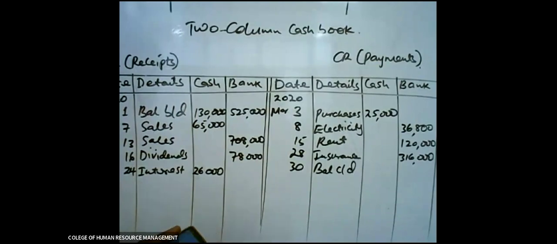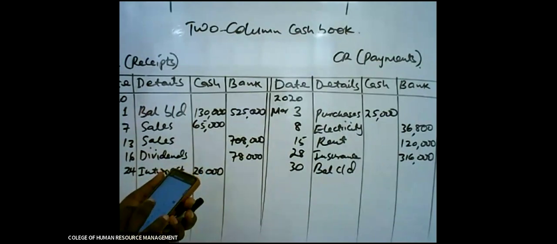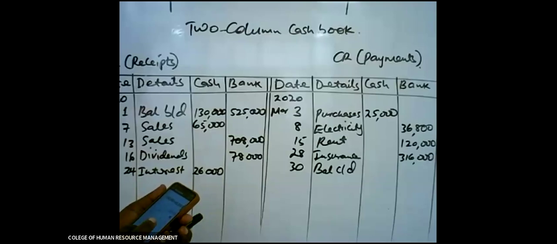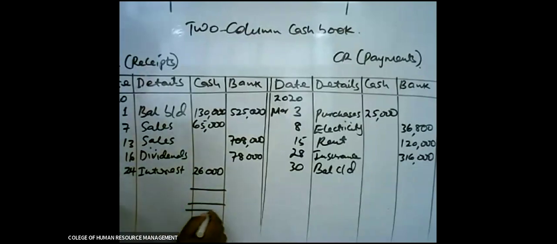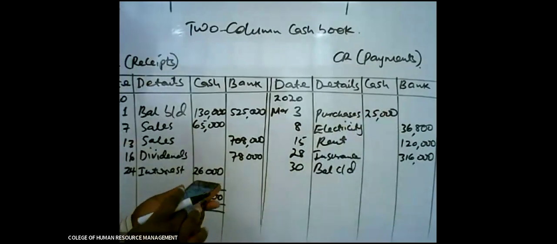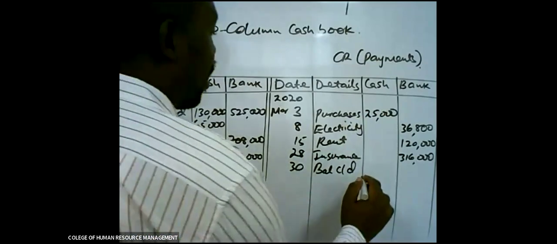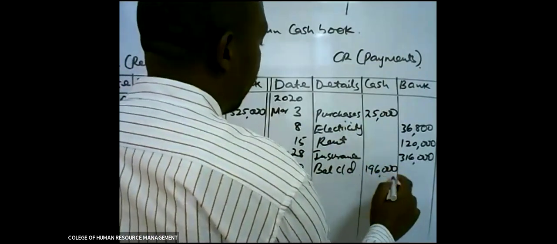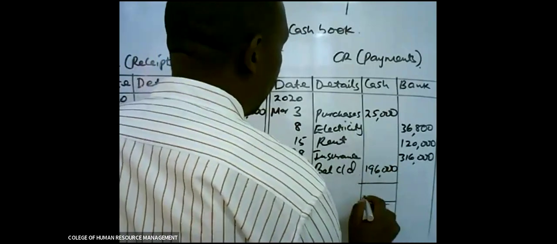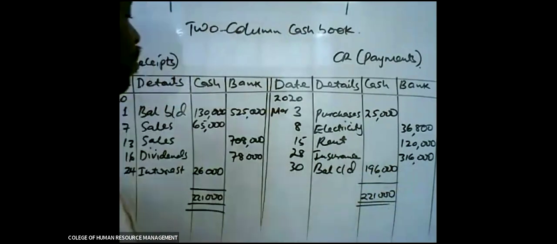How much cash did we receive? We do the total. 130,000 was the opening balance. Then we received 65,000 from sales. Then we received 26,000 from interest. The total cash that we received, therefore, is 221,000. Out of that, we spent 25,000. So out of the cash received, let us minus 25,000. We get that the cash balance is 196,000. If you add this side, we also need 221,000. That is all in cash.